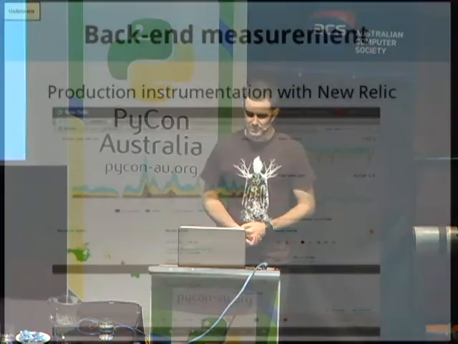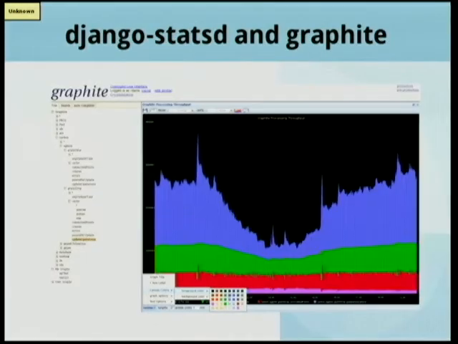Again, in terms of measurement, you've got options like real user monitoring in New Relic. You can instrument very specific parts of your application using that. Some alternatives you can do yourself are things like Django statsd feeding into Graphite. You can instrument very specific parts of your application and see real performance of requests as they happen. You can graph it, you can trend it, you can keep an eye on it.